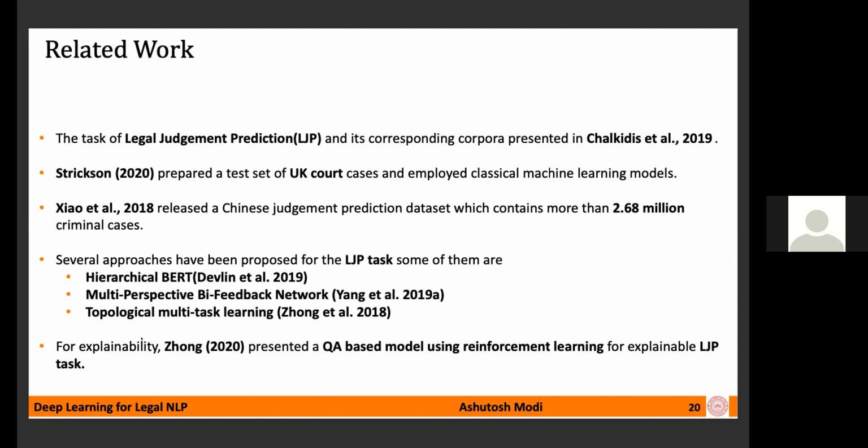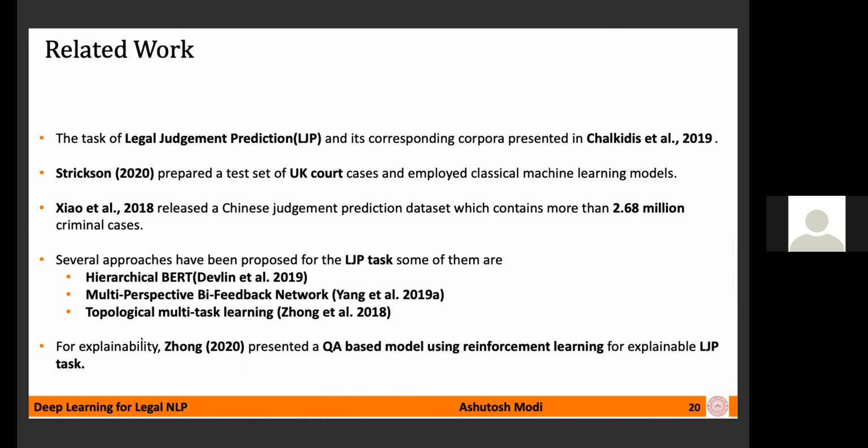So in the past, there has been a lot of work in the area of legal judgment prediction. In previous work, for example, Chalkidis et al. in 2019 proposed a neural model for legal judgment prediction and released an English legal judgment prediction dataset containing around 11,000 European court cases. And then Strickson et al. in 2020 prepared a test set of UK court cases and employed classical machine learning models for the task of prediction.